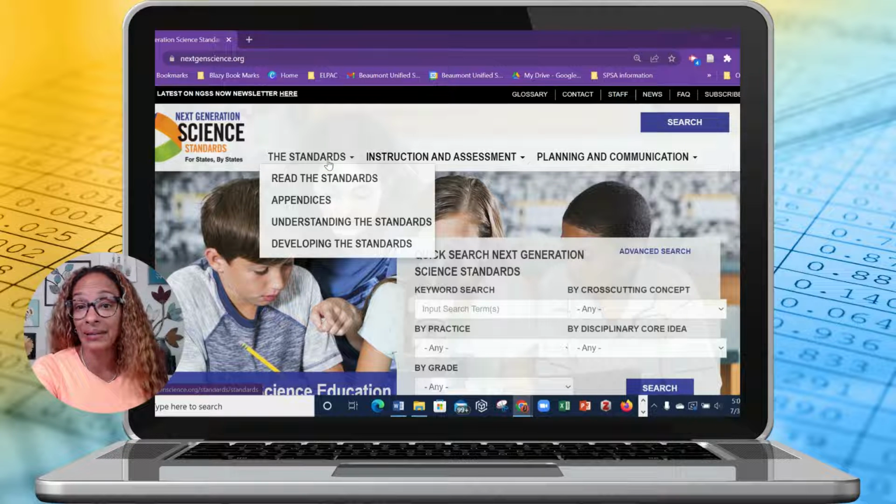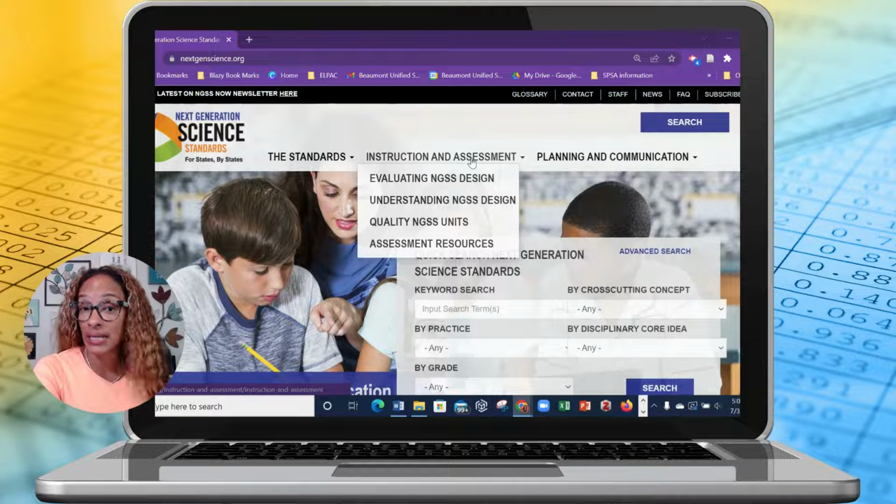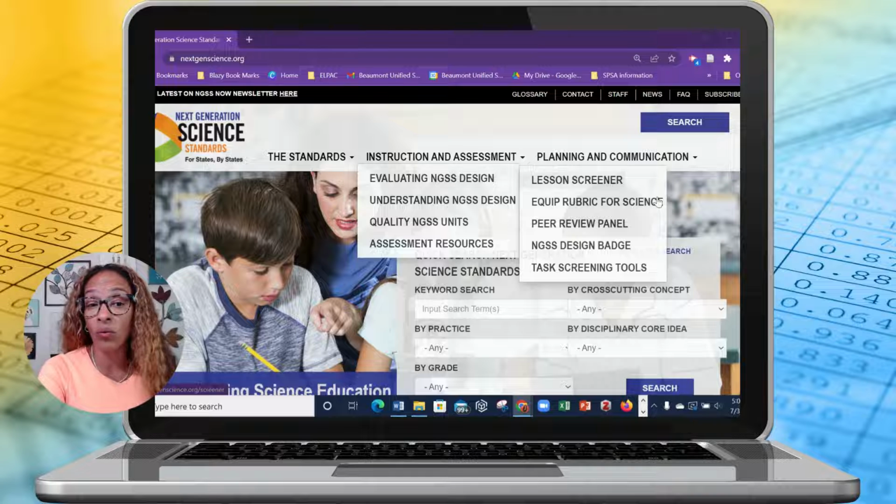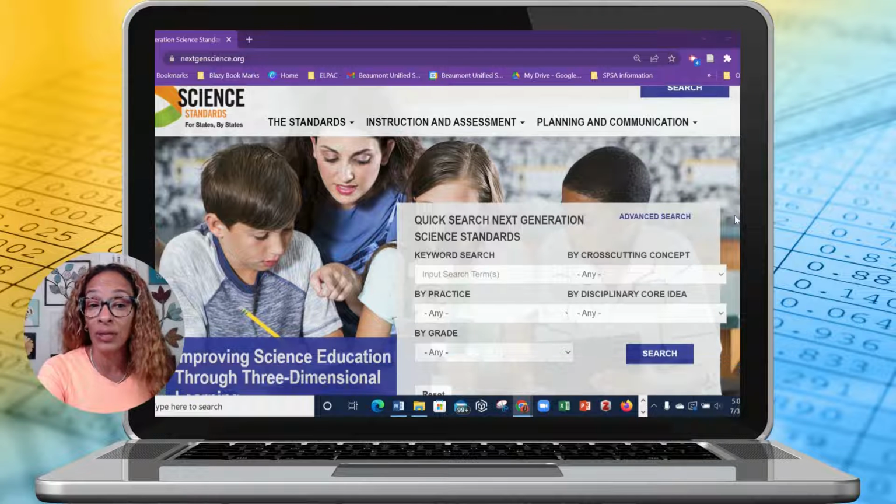You have the standards, where you can read the standards, appendices, understanding the standards, and how the standards were developed. Then you have instruction and assessment: evaluating NGSS design, understanding the design, the quality of the units, and then the assessment resources. And then you have planning and communication: state and district implementation, and communicating about the standards. Today, though, I want to go over some of these features, and we will get into the search features.